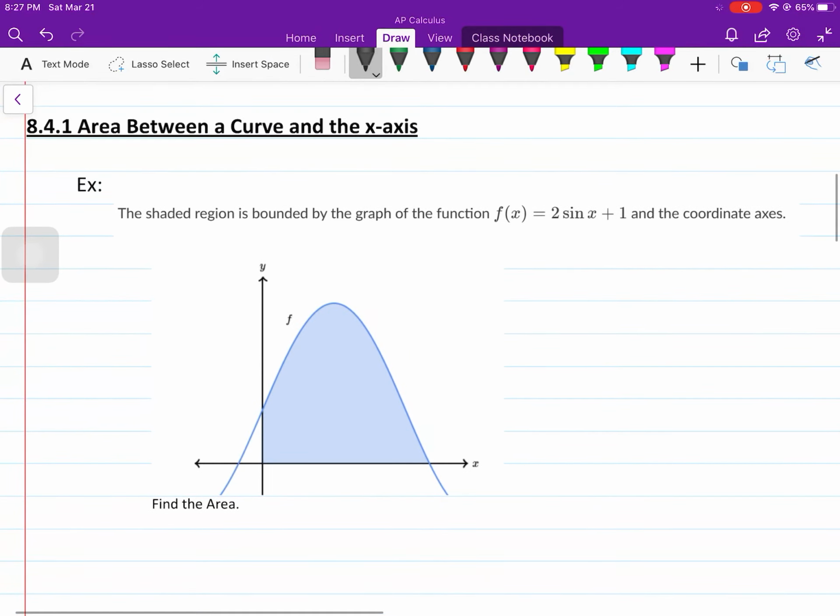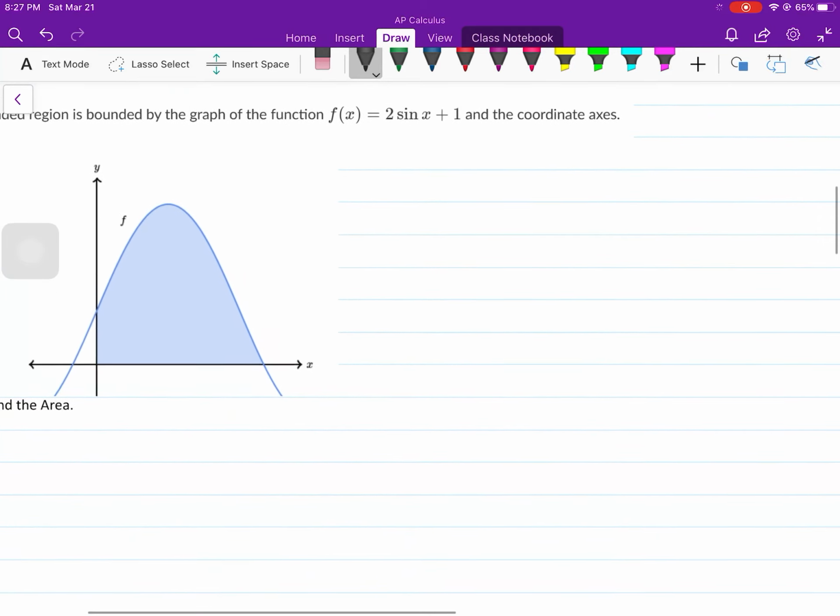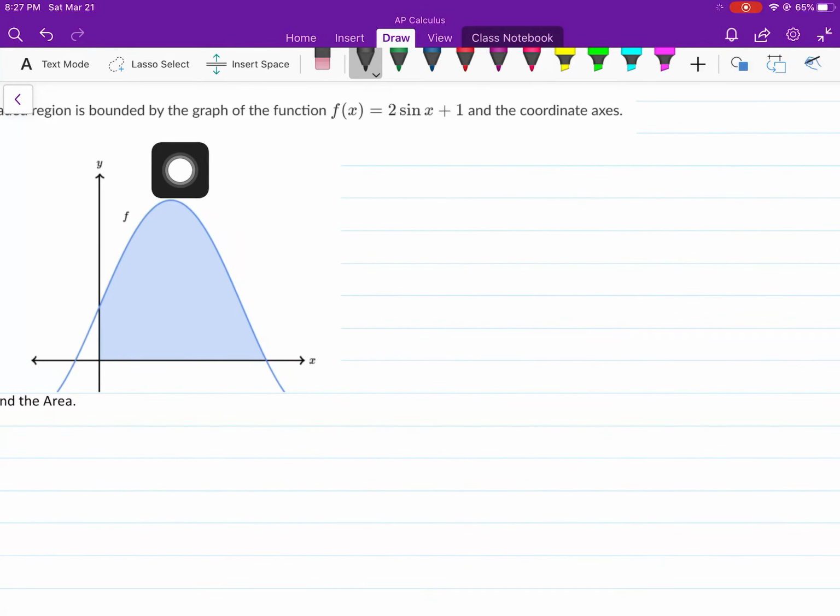All right, so this section, which is 8.4.1, they're just doing the area between a curve and the x-axis. We already know how to do that. That's just a basic definite integral. We're not quite the area between two curves yet here. This one's a little more of a complex problem because we're dealing with trig, and they're not giving us the bounds.